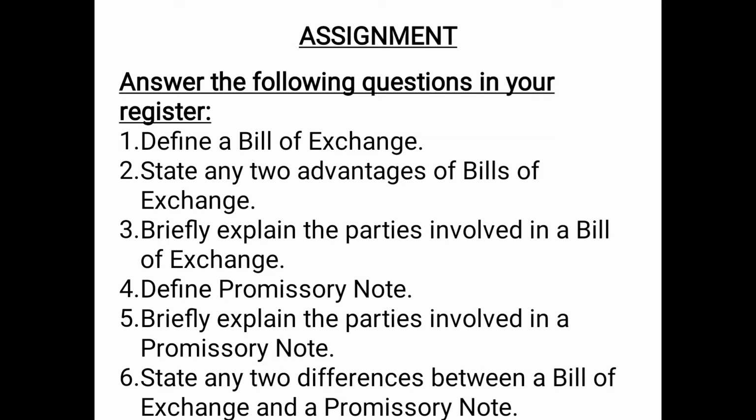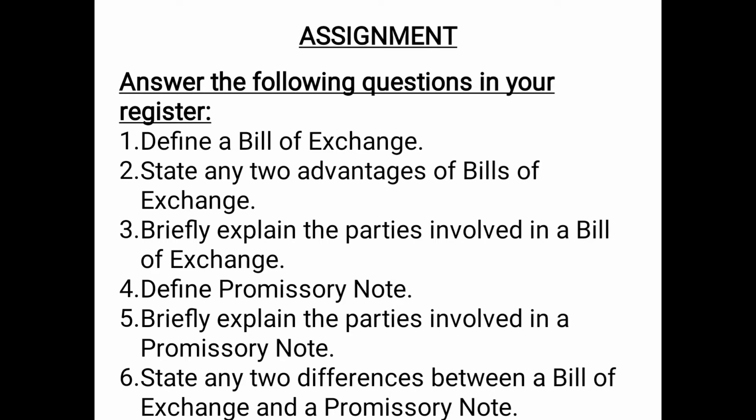Question number 2, state any 2 advantages of bills of exchange. So in this case, what you need to do is give any 2 advantages of bills of exchange. Number 1, you can write it can be served as an evidence. Number 2, another advantage can be no reminders need to be sent to the drawee.